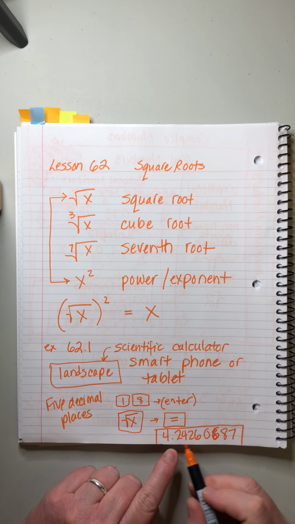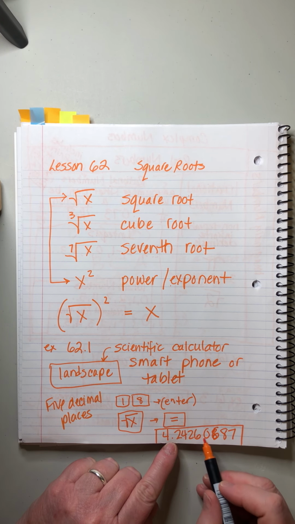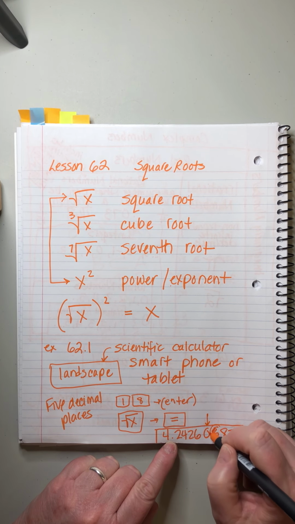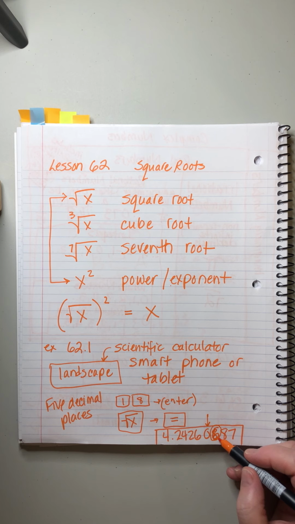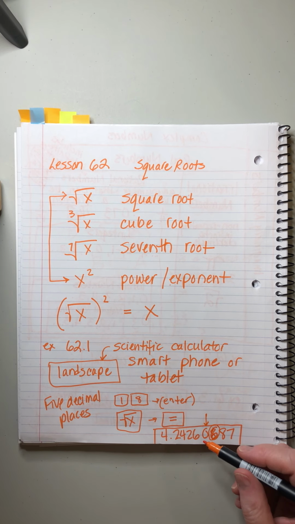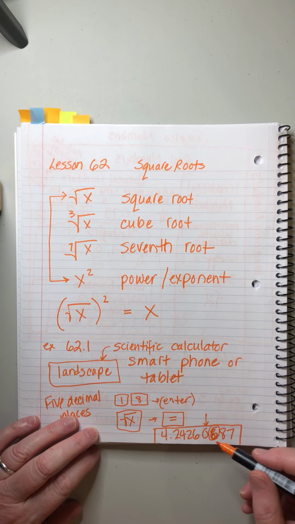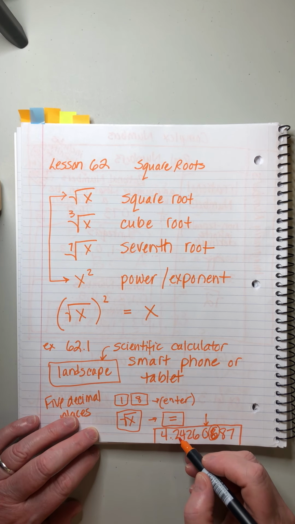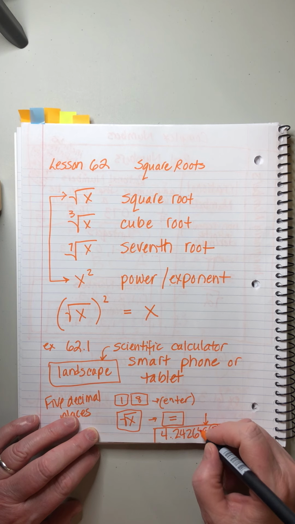And that's easy. We just count 1, 2, 3, 4, 5. That means this decimal place, and we look at the next one to tell us what to do. That is a 6, so that means round up. Oh, wait. I copied it wrong. 4.24264. Okay, so I lied.